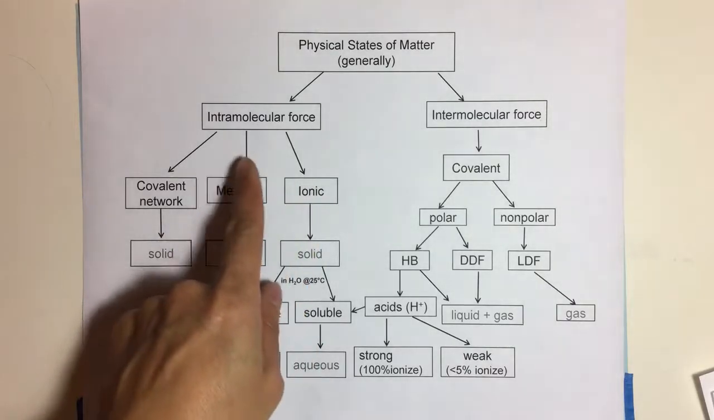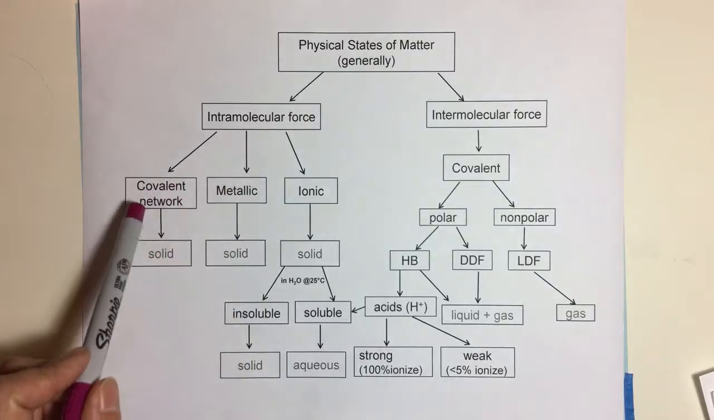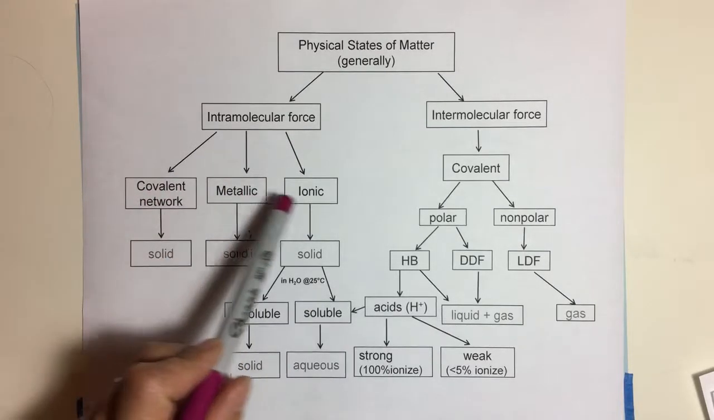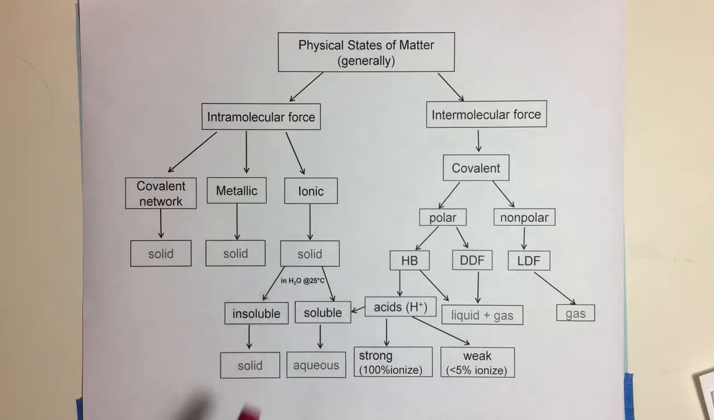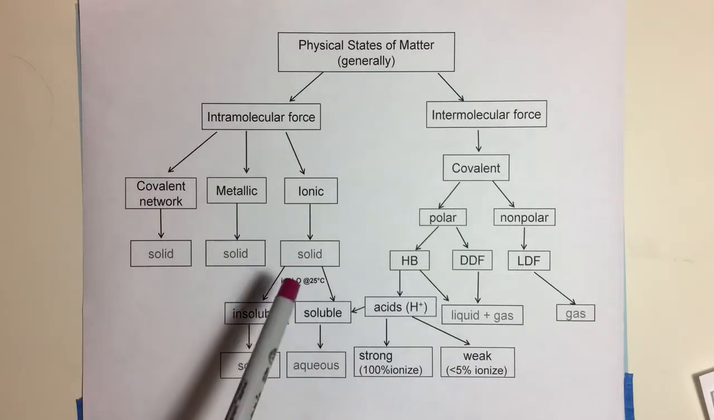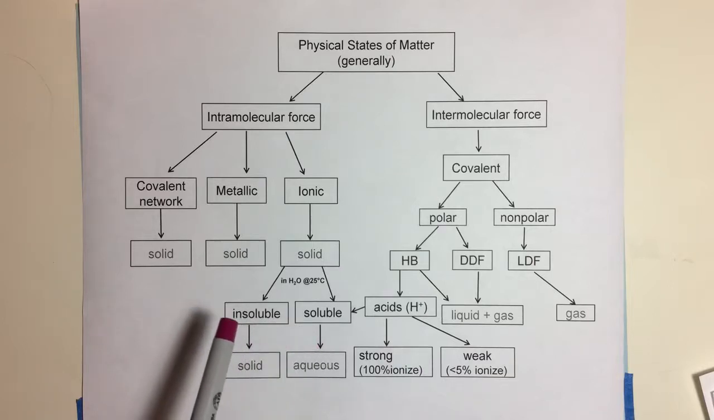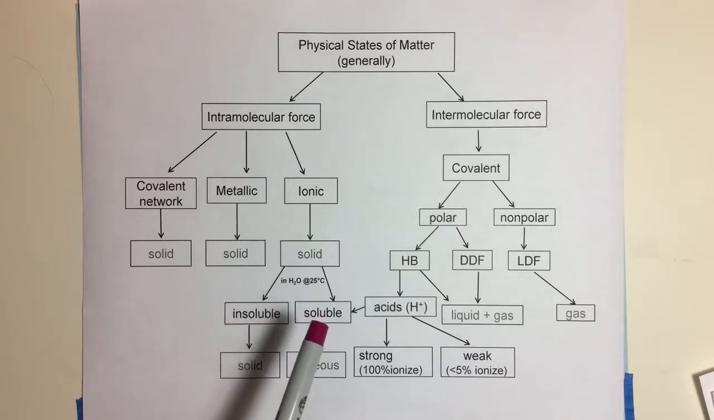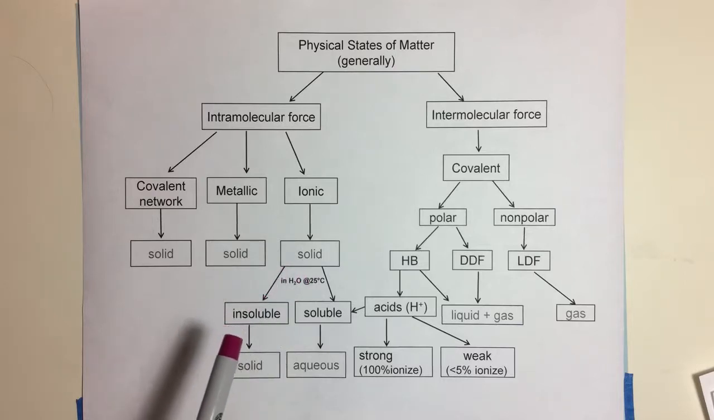Let's bring it over to this side. Substances that have intramolecular forces are oftentimes your covalent network, metallic or ionic compounds, and they are all solids, if you notice, at room temperature. Now, ionic compounds can actually dissolve or not dissolve. When they dissolve, we call it soluble, and so we designate the state of matter as aqueous. Ionic compounds that are insoluble are designated as solid.